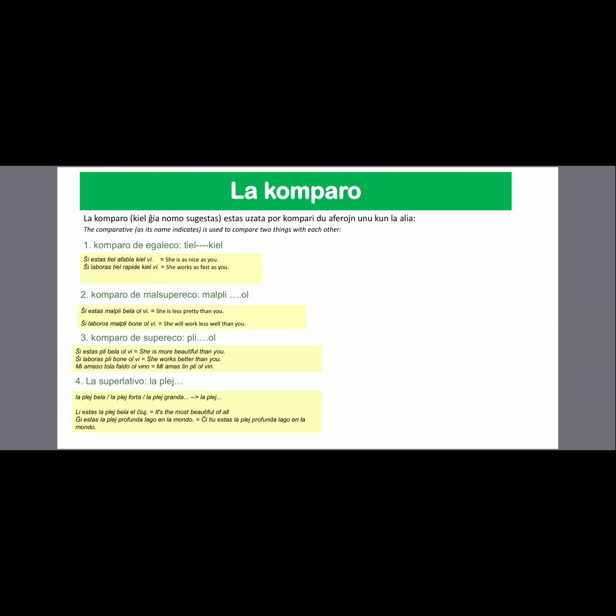Someone is higher than other. She laboras malpli bone ol vi. She will walk less well than you. You can see that here, when someone is trying to compare, there is also another way of using. I can say there is a superiority. Superiority is the highest. And the inferiority is the less, the lowest. So someone might be higher and another one might be in a lower position. So those who are in a lower position, I can use malsupereco. And those who are in a higher position, I can say supereco.